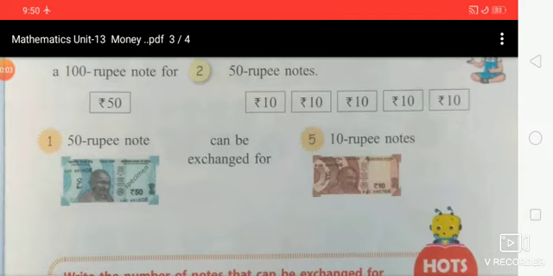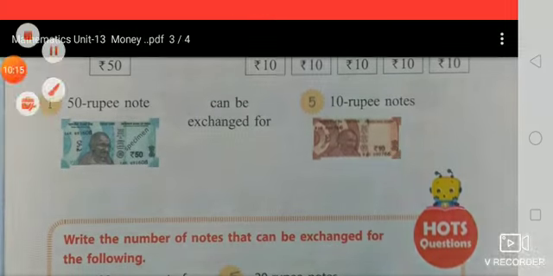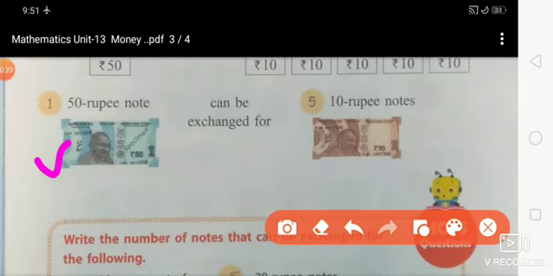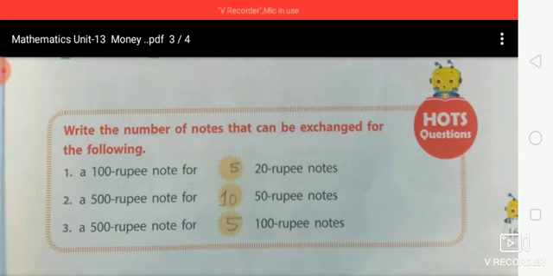So first one, 50 rupees, 10 rupees, 10 rupees, 10 rupees. First one, the 50 rupees note. That color is sky blue. It can be exchanged for 10 rupees notes. The color of the 10 rupees note is red. Okay.